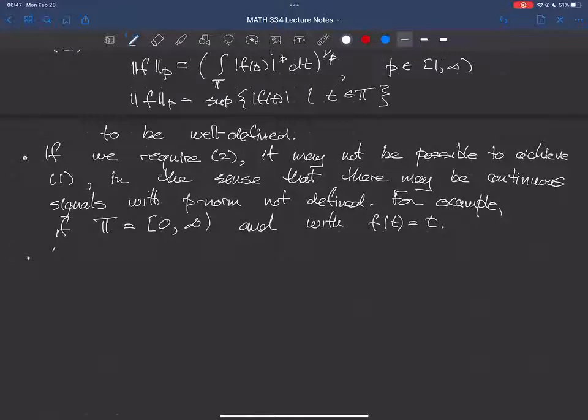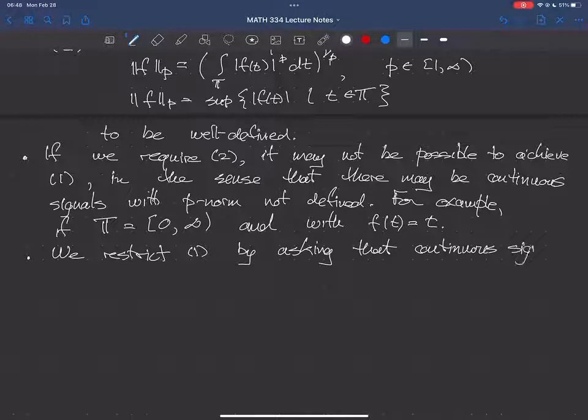So we restrict 1 by asking that continuous signals in our core have compact support. I'll say what that means.